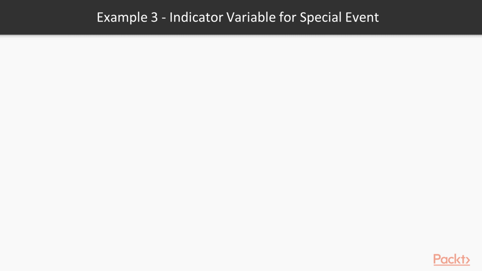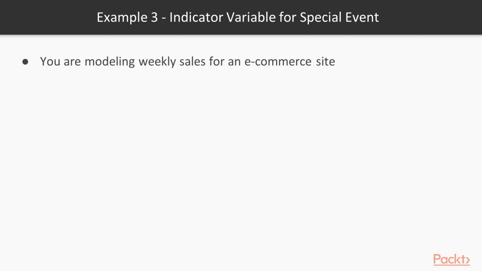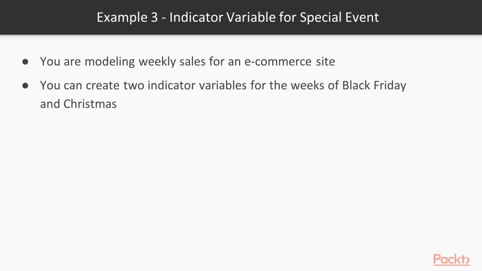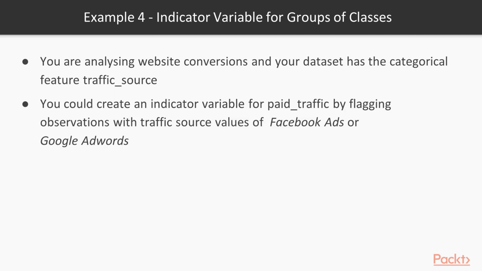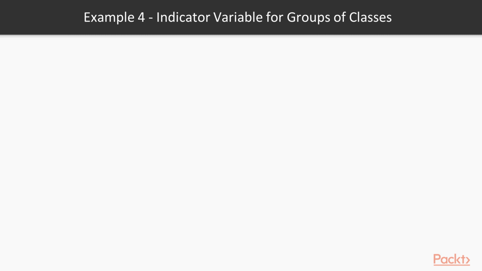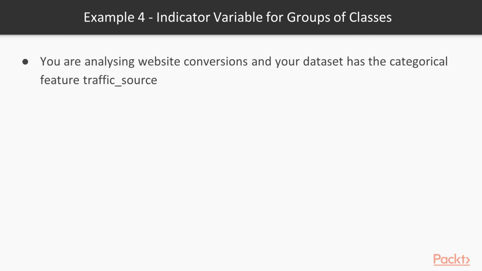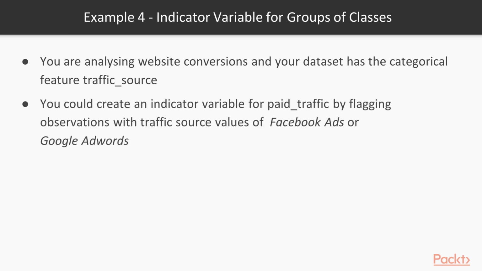The next example could be an indicator variable for a special event. Let's say you are modeling weekly sales for an e-commerce site, and you can create two indicator variables for the weeks of Black Friday and Christmas. And let's consider an example like an indicator variable for groups of classes. You are analyzing website conversion and your dataset has the categorical feature traffic source. You could create an indicator variable for paid traffic by flagging observations with traffic source values of Facebook ads or Google AdWords.